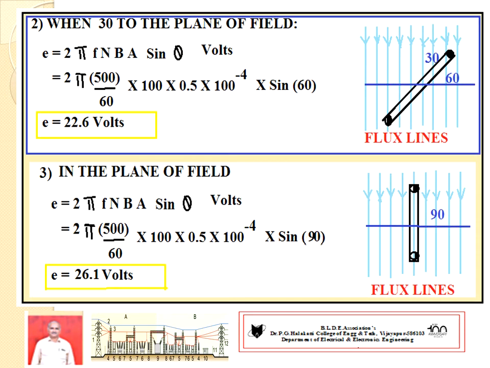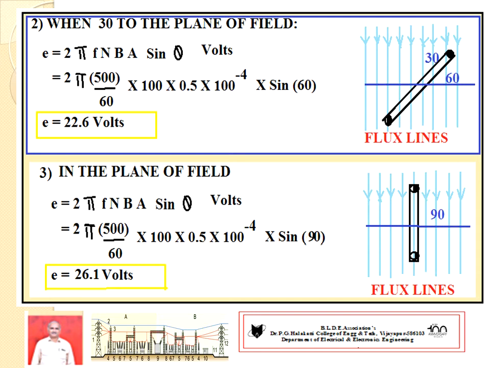Now, carefully observe the second condition, 30 degree to the plane of field. In the problem it is given 30 degree to the plane of magnetic field, but theta is measured with respect to x-axis. Hence, theta becomes 60 degree. Refer to the diagram. Then sin theta, sine of 60. You write down all the values. You are going to get EMF equal to 22.6 volts.